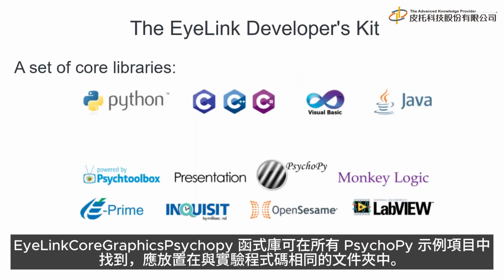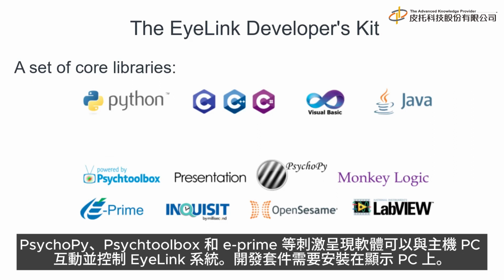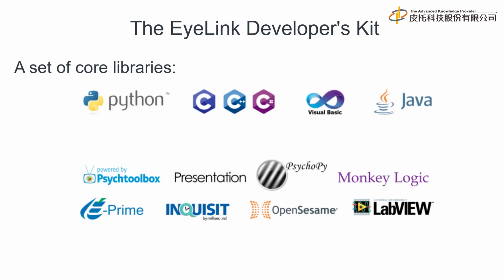The EyeLink Developers Kit provides a set of core libraries written in the C programming language that allow other languages such as Python and stimulus presentation software such as PsychoPy, SiteToolbox and ePrime to interact with the host PC and control the EyeLink system. The Developers Kit will need to be installed on your display PC.